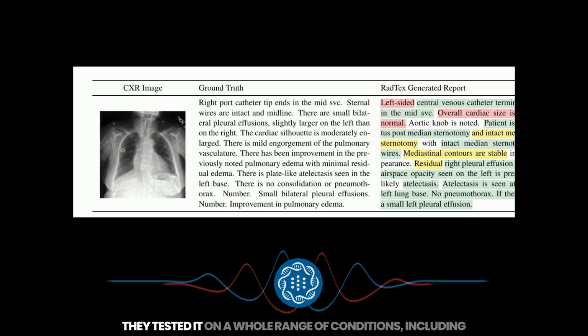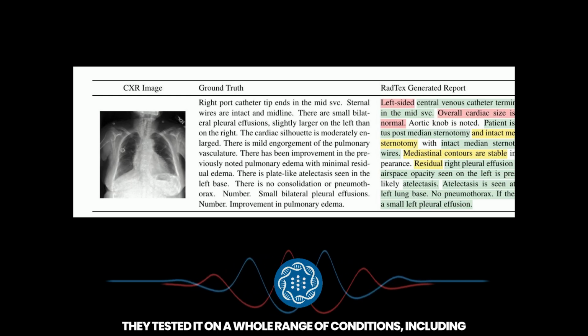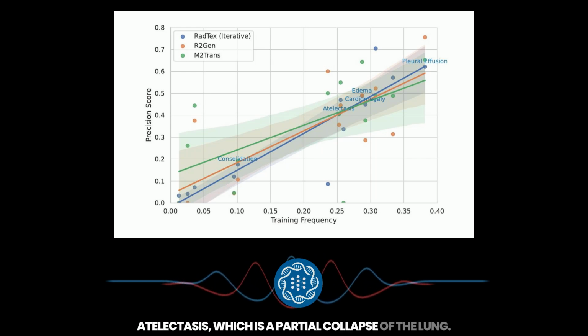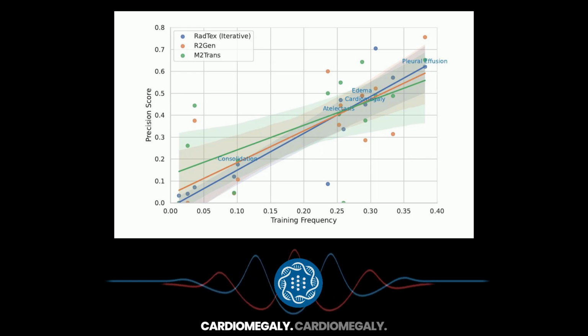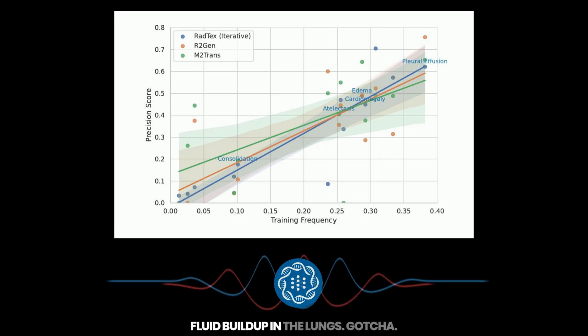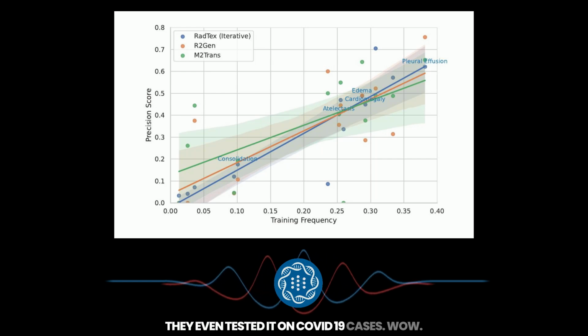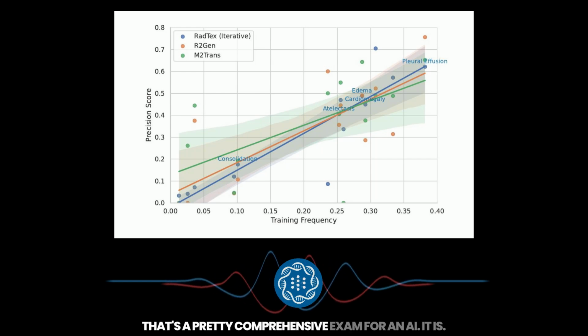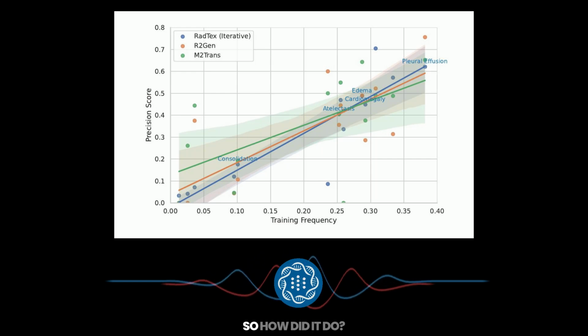Exactly. They tested it on a whole range of conditions, including atelectasis, which is a partial collapse of the lung, cardiomegaly, or large heart, and edema, fluid buildup in the lungs. They even tested it on COVID-19 cases. That's a pretty comprehensive exam for an AI. So how did it do?